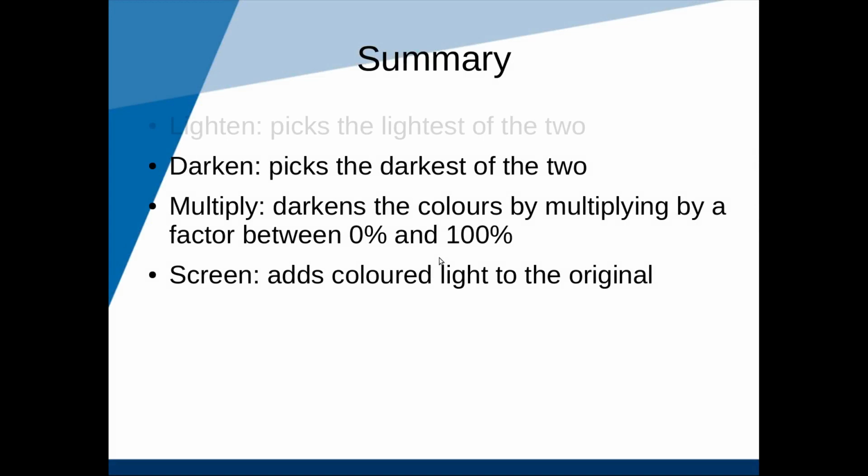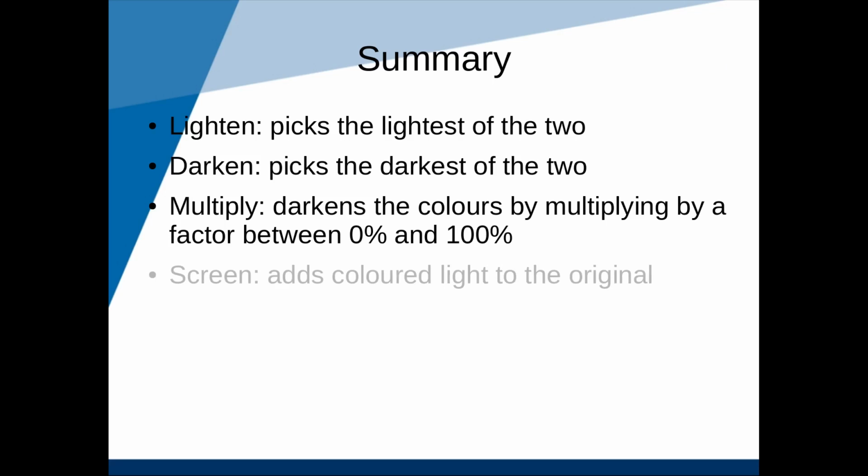So, in summary, lighten compares the red, green, and blue values of the two layers and keeps the brightest values. Darken also compares the red, green, and blue values of the two layers and keeps the darkest values. Multiply multiplies the RGB values in the lower layer by a fraction determined by the RGB values in the upper layer. And screen adds the RGB values in the upper layer to the layer below. So that's the four major blend modes explained.